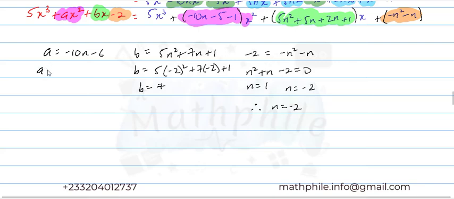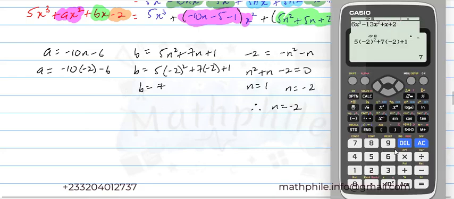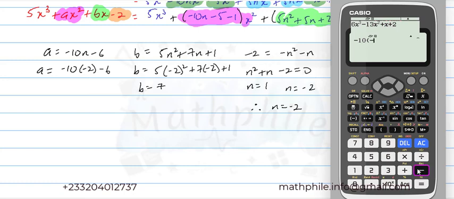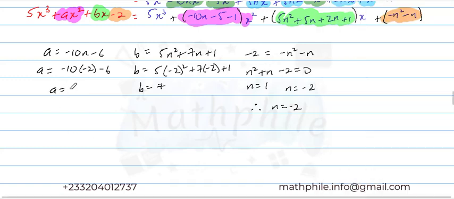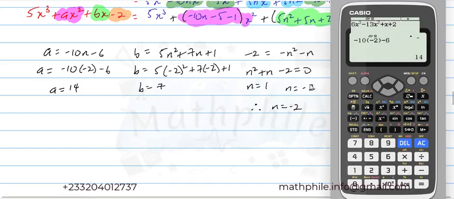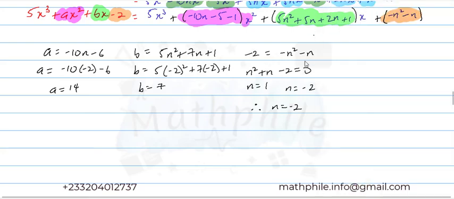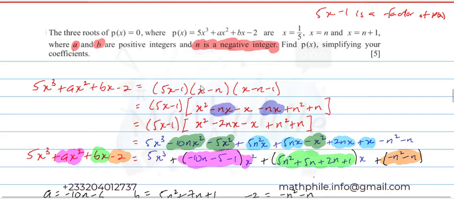Now a also is going to be negative 10, n is negative 2, minus 6. So that gives you negative 10(negative 2) minus 6. And this gives you a to be equal to 14. So we've got a to be 14, b to be equal to 7, and n to be equal to negative 2. I think that's all.